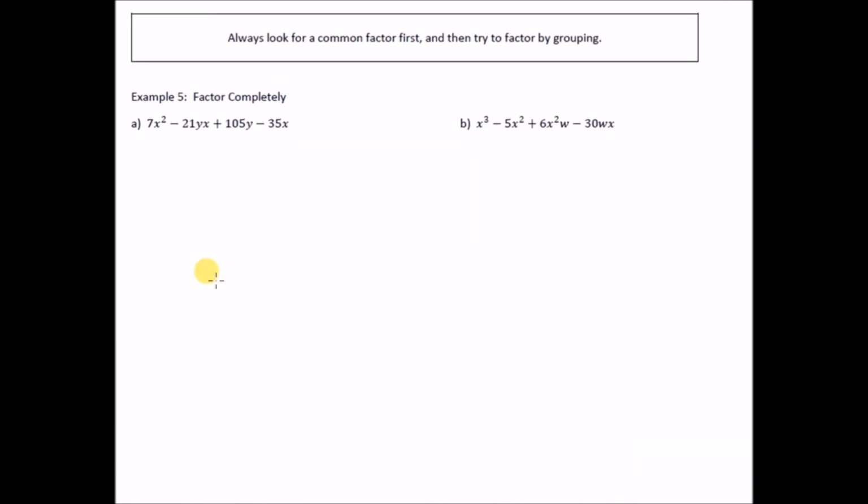Okay, last one. Always look for a common factor first and then try to factor by grouping. Okay, so that common factor, this is going to play a huge role. Pull out whatever you can and then try to factor by grouping. So in this, I can see that I can pull out at least a 7 out of each term. And then let's check, no, so we have x's in 3 of these terms, but not in this 105y. So we can only divide by 7, which is fine. It's going to make our numbers smaller and nicer.